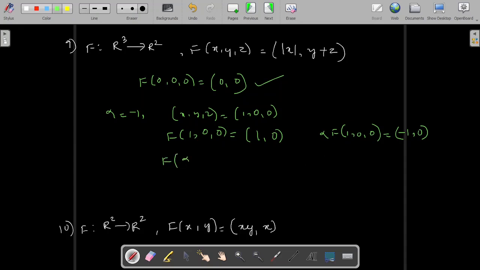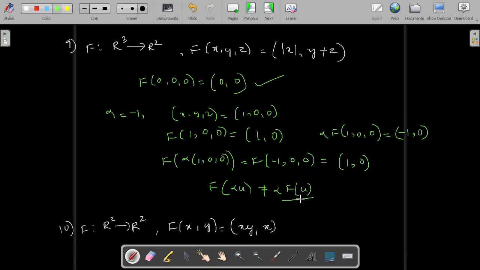Now f of alpha into (1, 0, 0) is equal to f of (-1, 0, 0), that goes to (1, 0). See, f of alpha u is not equal to alpha into f of u, because here it is positive, here it is negative. So they are not equal. Therefore your transformation is not a linear transformation.